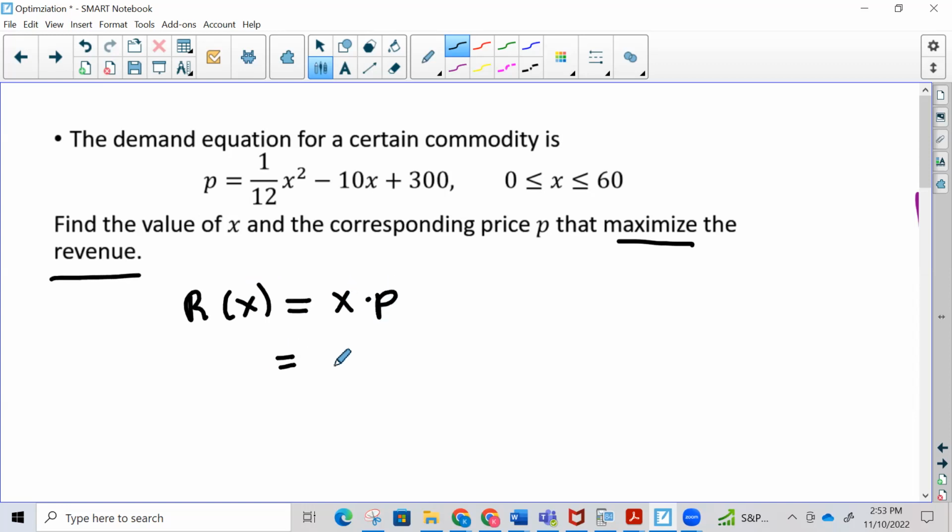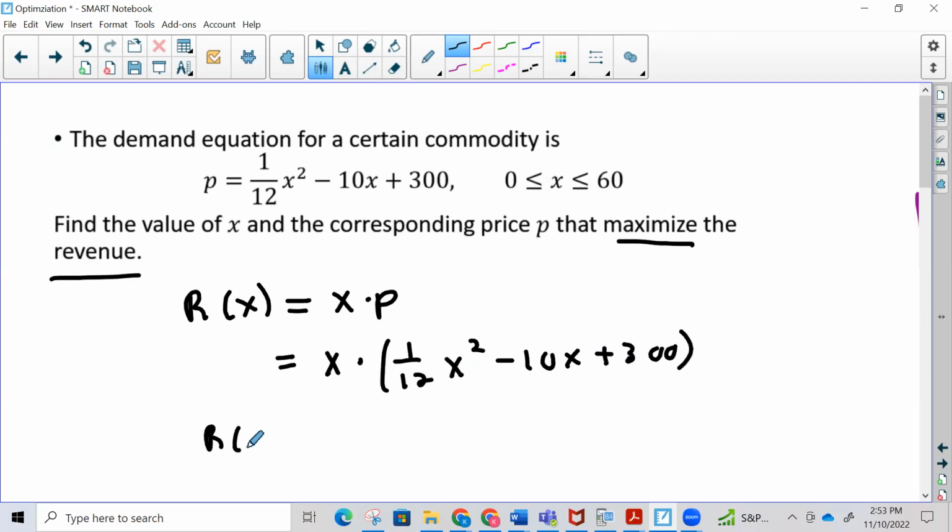So that's what we're going to do. We're going to do X times our function P. And because I don't want to do product rule, I mean, you're welcome to, but it takes longer, we're going to distribute to make this a little bit easier to take the derivative of. And then this is my revenue function.